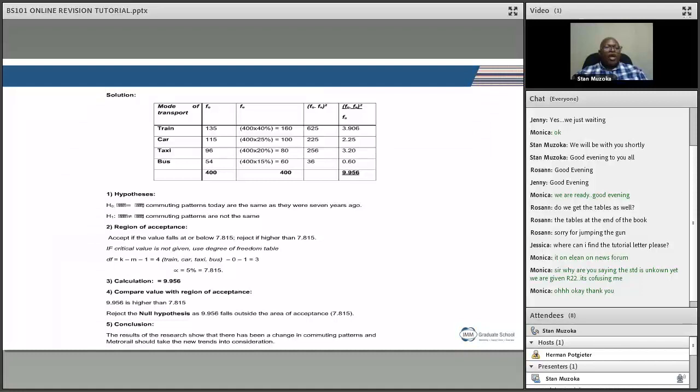So now, your calculation gave you 9.956. Compare: it's more than 7.815. Therefore, you reject the null hypothesis, because 9.956 is larger than the critical value given. And true to book, we are saying that we are 95% confident that the evidence does not provide any fit between what's happening today and what it used to be 7 years ago.